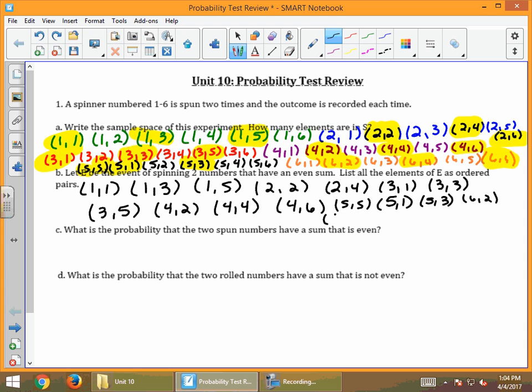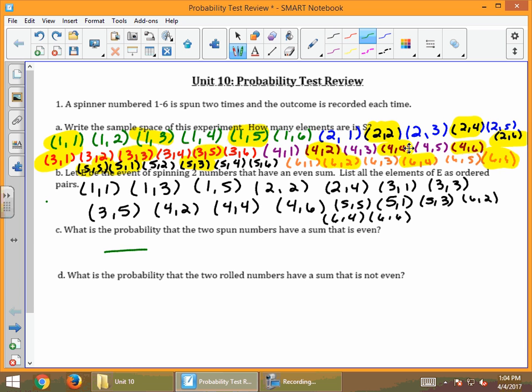2, 4, and 6. All the ones you circle. Again, smaller sample space on your test. Okay, so that is everything that fits into set E. Now in C, we're going to find the probability that the two numbers spun have an even sum. So we're pretty much finding the probability of getting E. You need two numbers that have an even sum.